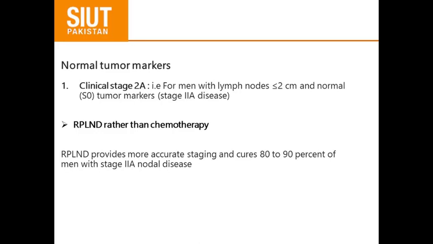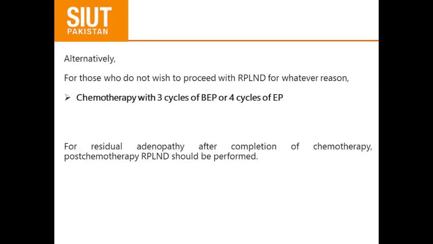If there are normal tumor markers, that is S0, in stage 2 tumor, then clinical stage 2A, for men with lymph node less than 2 centimeter, RPLND rather than chemotherapy is preferred. RPLND provides more accurate staging and cures 80 to 90% of the men with stage 2A nodal disease. Alternatively, for those patients who do not wish to proceed with RPLND, chemotherapy with 3 cycles of BEP or 4 cycles of etoposide and cisplatin alone is given. But for residual adenopathy, even after the completion of chemotherapy, post-chemotherapy RPLND should be performed, especially when the residual nodes are more than 1 centimeter.